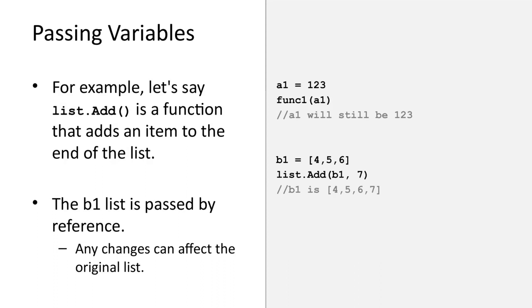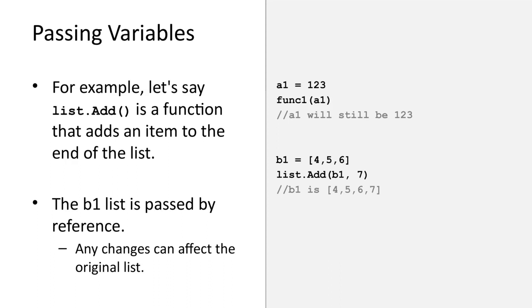For the primitive data type, the changes that the function makes cannot affect the original data stored in the A1 variable. This is because the data is passed into the function by value. For the complex data type, the changes that the function makes can affect the original data stored in the B1 variable. This is because the data is passed into the function by reference.